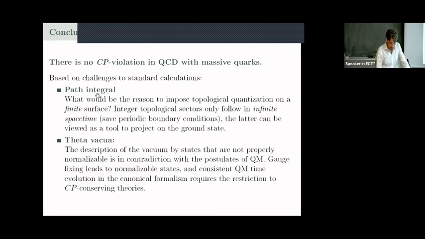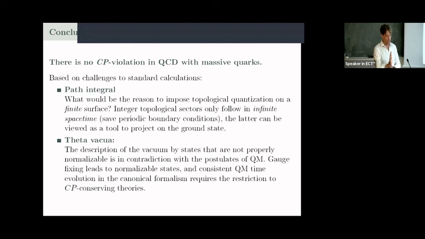This is based, I mean, we're not taking this lightly. It is based on, I think, some serious challenges to the standard calculation, because what really would be the reason to impose topological quantization on a finite surface? Yeah, surface. So of course on the lattice we can still have topological boundary conditions or configurations because we don't have a surface. And of course it can also be viewed as a tool to go to infinite times at zero temperature to project on the ground state.